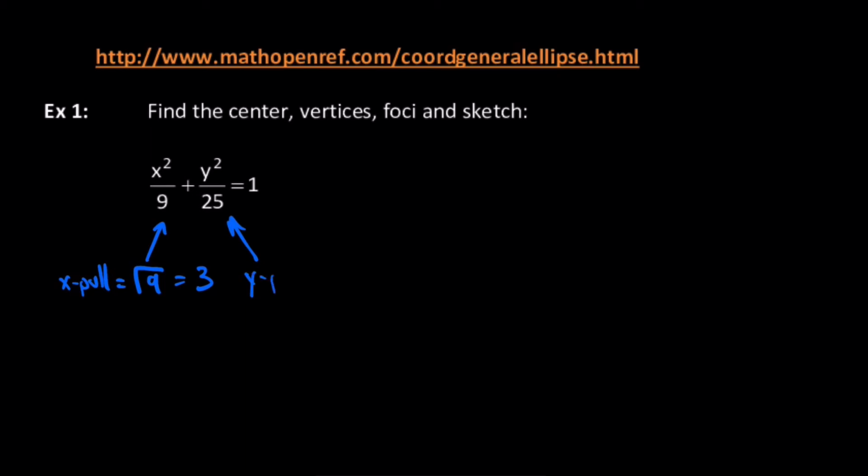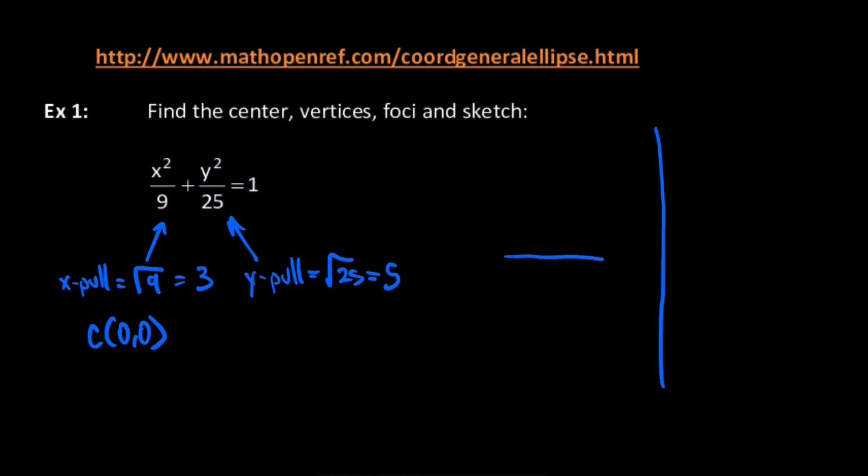The y pull is the square root of that number, so that's going to be 5. I know my center is 0, 0. That's all you need. You can sketch the ellipse with that information. Here's how we're going to do it. And you're going to notice we're going to be hand sketching a bunch of these. So the center is 0, 0.